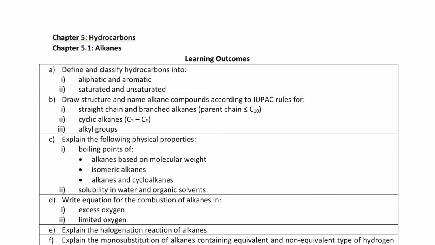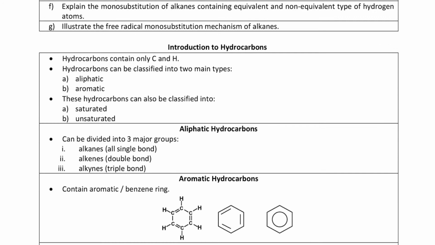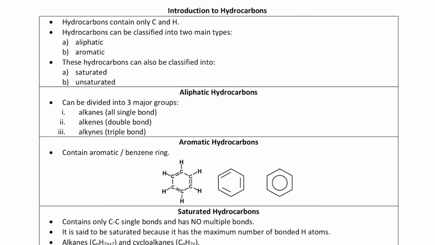The learning outcomes that we will cover in this video are: you should be able to define and classify hydrocarbon into aliphatic and aromatic, saturated and unsaturated hydrocarbon. And then next, you should be able to draw the structure and name alkane compounds according to IUPAC rules for straight chain and branched alkane, for parent chain carbon less than or equal to 10. For cyclic alkane, I will cover in the next video. Alright, so let us proceed.